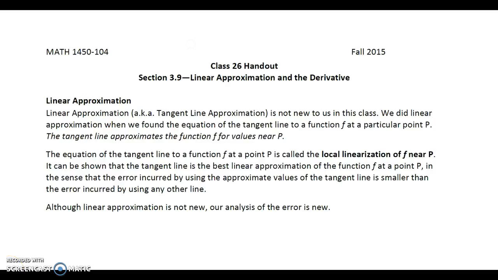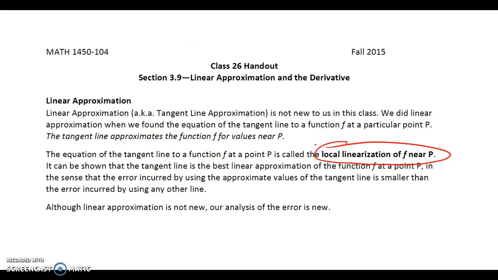Okay, we are working on the Class 26 handout, 3.9, linear approximation and the derivative. So what we're trying to do is find another way to approximate the slope at a point on a curve, the tangent line slope. It looks like we did linear approximation when we found the equation of the tangent line, right? The tangent line approximates the function f for values near a point. The equation of the tangent line to a function at a point is local linearization.